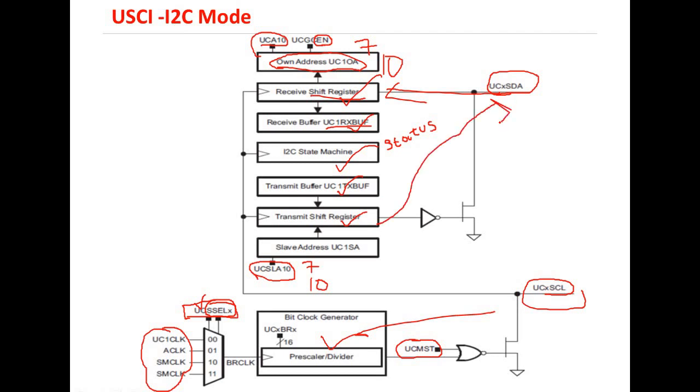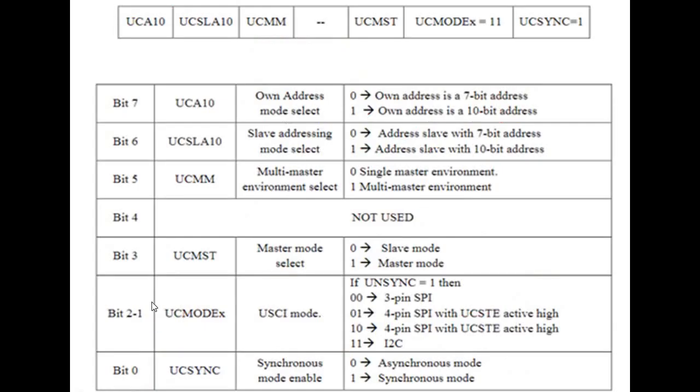And lastly, coming to the control register of I2C, see here, bit 0 is the UCSYNC bit, the synchronization bit. This bit is used for selecting asynchronous mode or synchronous mode. As I2C is a synchronous protocol, this bit is set to 1 because the module is set in synchronous mode.